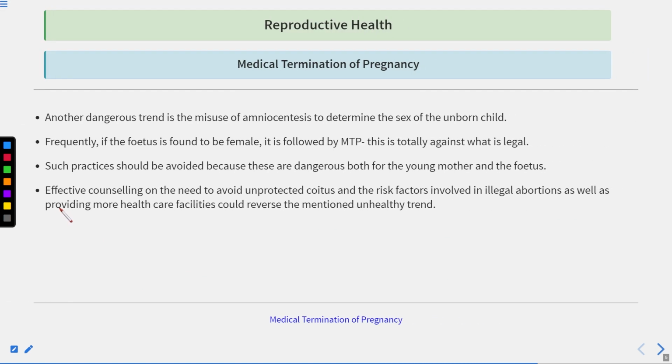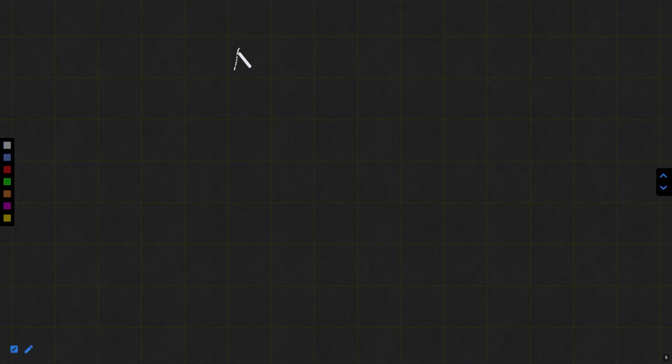Clear? Now, another dangerous trend is the misuse of amniocentesis to determine the sex of the unborn child. We have already discussed amniocentesis. Amniocentesis is known as a prenatal test, and its misuse disturbs the natural balance. Clear? We can again write it here, amniocentesis.